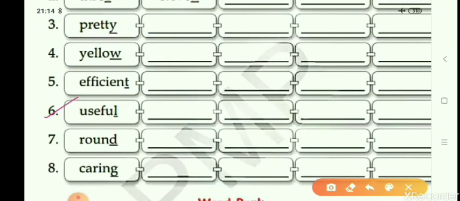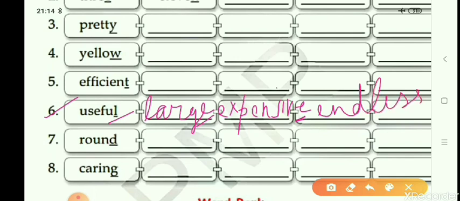Now the sixth one, useful. The last letter is L, so the word should start with L, L-A-R-G-E. The last letter is E, so the word should start with E, expensive, E-X-P-E-N-S-I-V-E, expensive. The last letter is E, so a word should start with E, endless, E-N-D-L-E-S-S. The last letter is S, so the word should start with S. S for smart, S-M-A-R-T, smart. Sixth one is done.